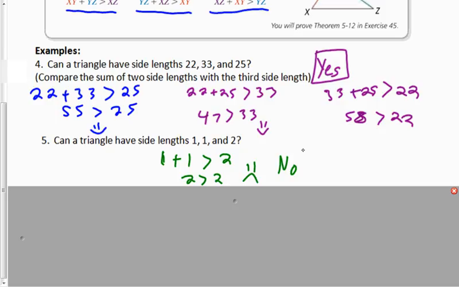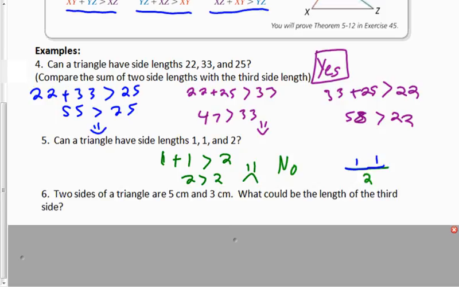No. 2 is equal to 2. So essentially, if we had the sides 1, 1, and 2, we'd have a side length that's 2 here, and then we'd have 2 side lengths on top of it. And that would make a triangle. There's no inside space then. We would just make a line.